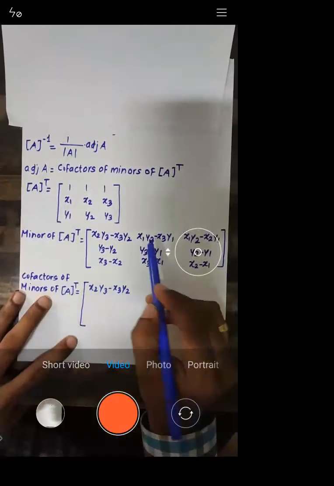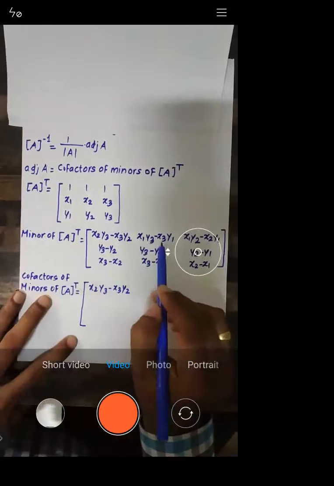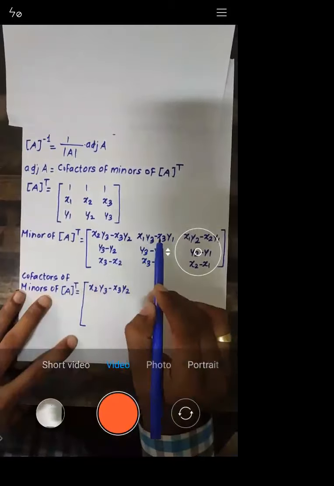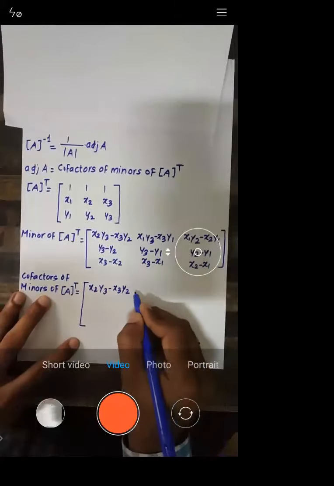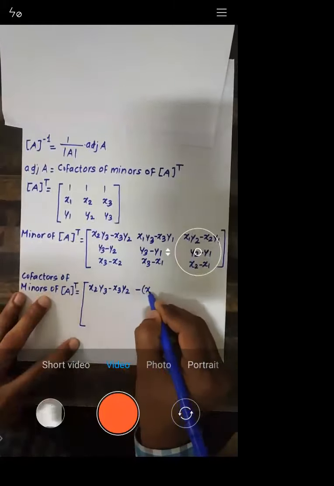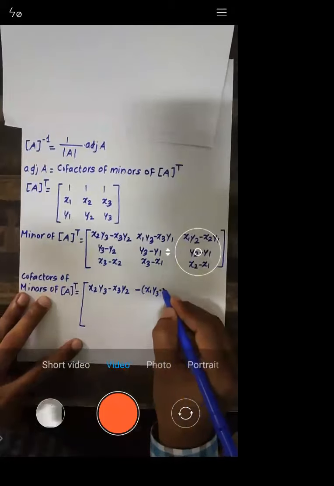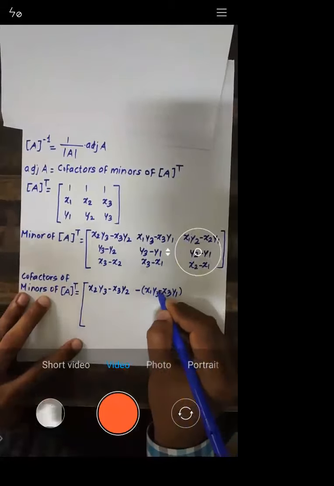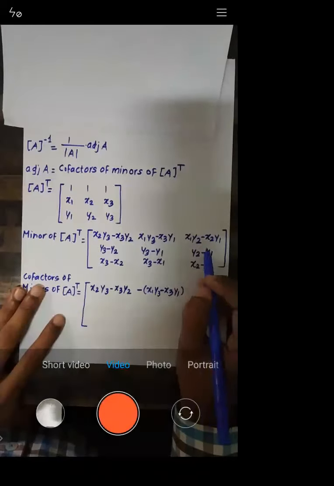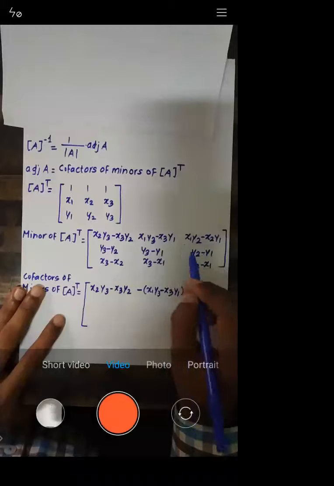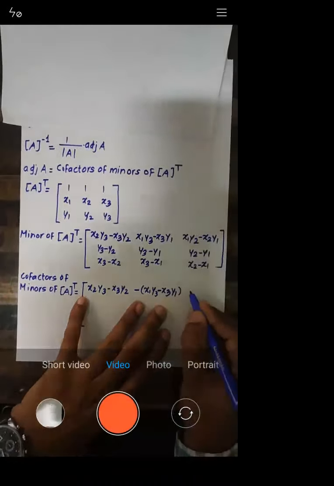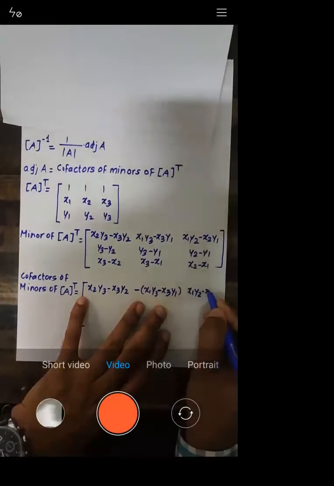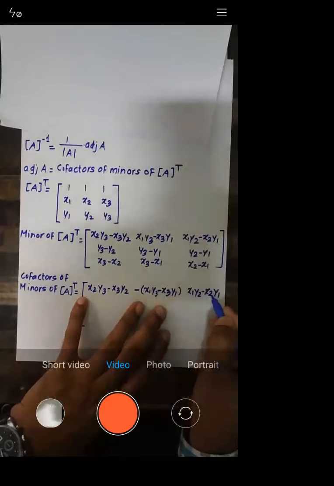Now go for this one. This is first row, second column. So 1 plus 2 is 3, which is an odd number, so we need to give a minus sign. Minus x1 y3 minus x3 y1. Now let us go here. It's first row, third column. So 1 plus 3 is 4, which is an even number, so we'll keep it as it is. So this is x1 y2 minus x2 y1.